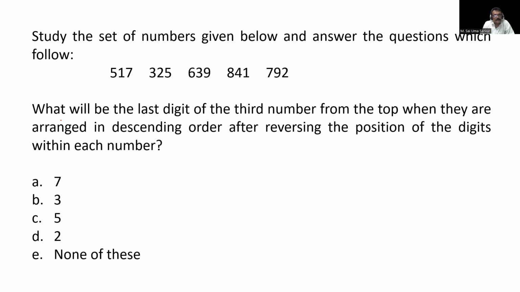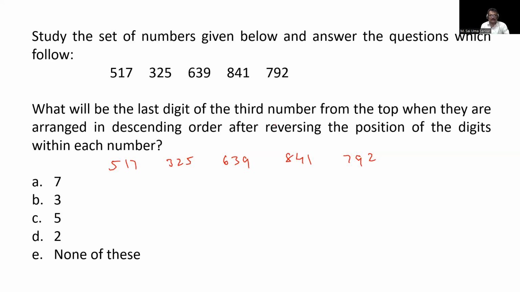Next, what will be the last digit of the third number from the top when they are arranged in descending order after reversing the position of the digits within each number? Here the numbers are 517, 325, 639, 841, 792. What will be the last digit of the third number?